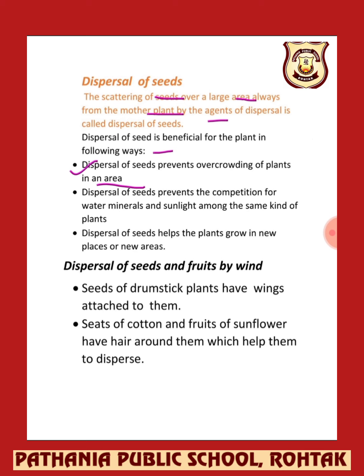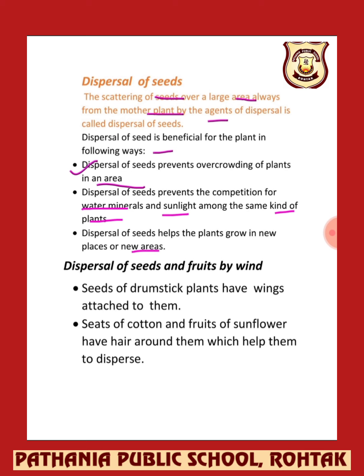dispersal of seed prevents competition for water, minerals, sunlight, and many kinds of plants also. So when the seeds grow together, it's very hard for them to grow up, because all the nutrition they are getting is in the cluster, definitely they should go away from each other, then they can grow better. The dispersal of seeds helps the plant grow in new places or new areas.